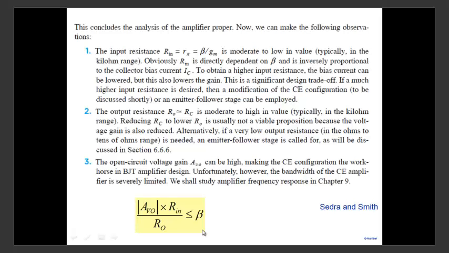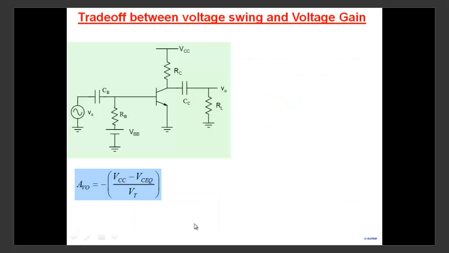If you have a high value of beta, you can build a better amplifier. If you have a low value of beta, well, you'll have to struggle, you'll have to compromise somewhere. Okay? Yes.